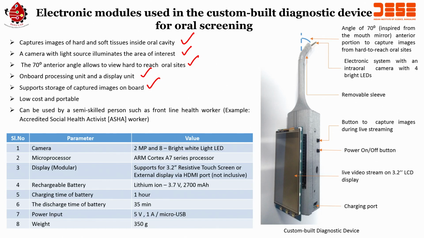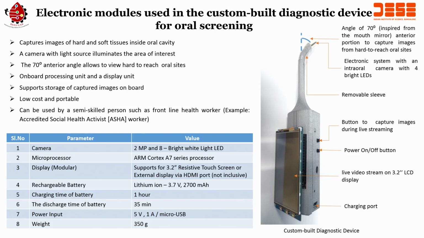Of course, the cost is a very important issue, and that is why the tool costs way lower than the existing devices. It can be used by a semi-skilled person such as accredited social health activists, which I call ASHA workers. So, these are the advantages of developing such a tool over existing devices, and that is why this can be used as an electronic system for screening oral cancer patients.